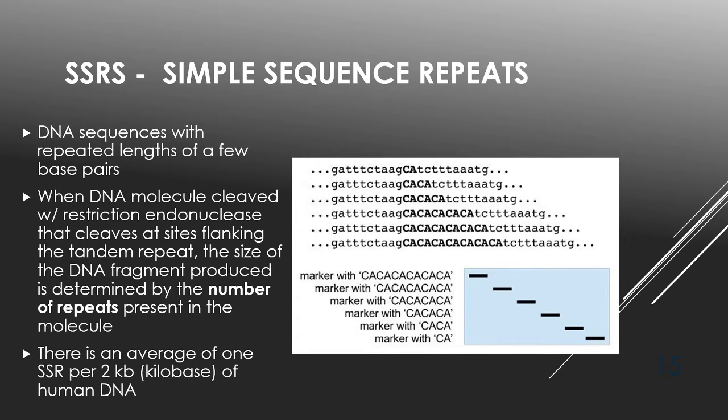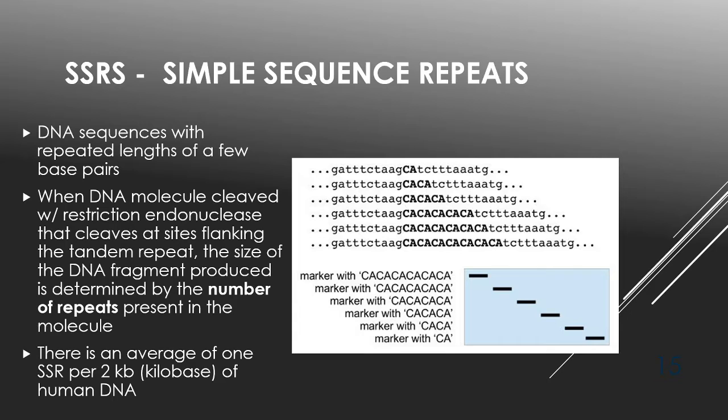SSRs, simple sequence repeats. SSRs are DNA sequences with repeated lengths of a few base pairs. When a DNA molecule is cleaved with a restriction enzyme, it cleaves at sites flanking the tandem repeat. The size of the DNA fragment produced is determined by the number of repeats present in the molecule. As you can see in the picture on the right, the first has just one CA, the second is CACA, 2 repeats, then you have CACACA, 3. The more repeats you have, the bigger the DNA fragment will be.